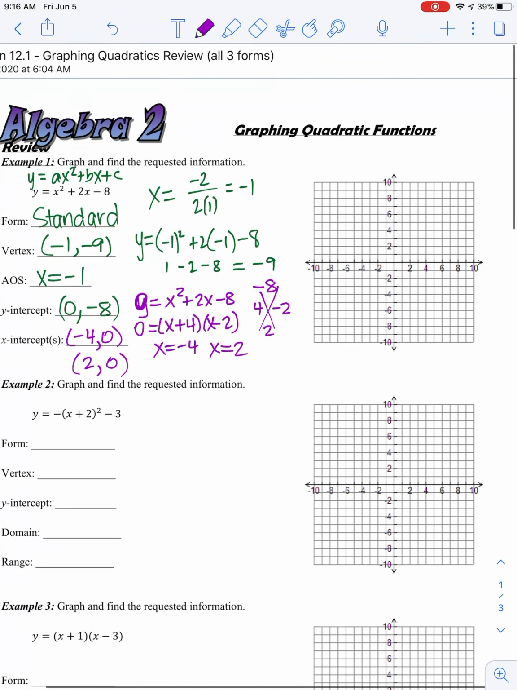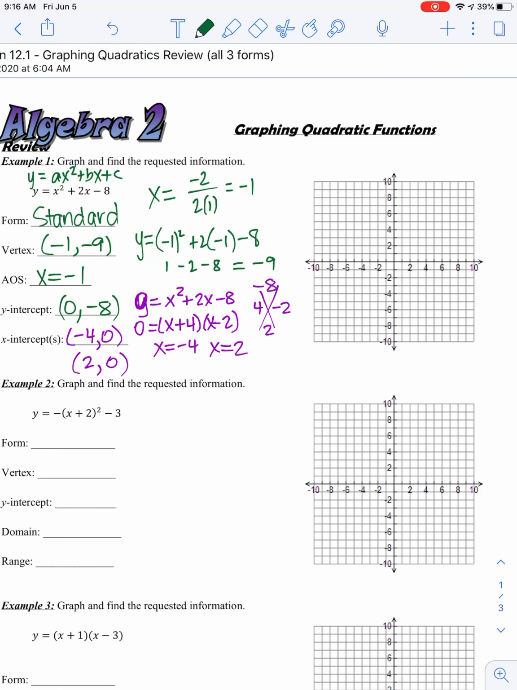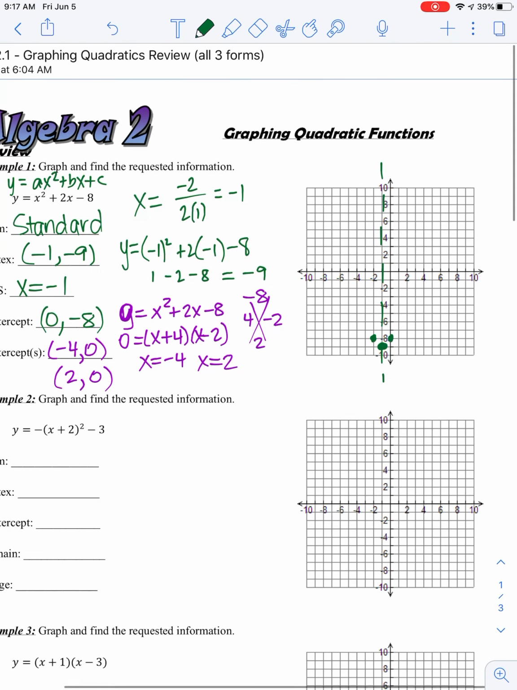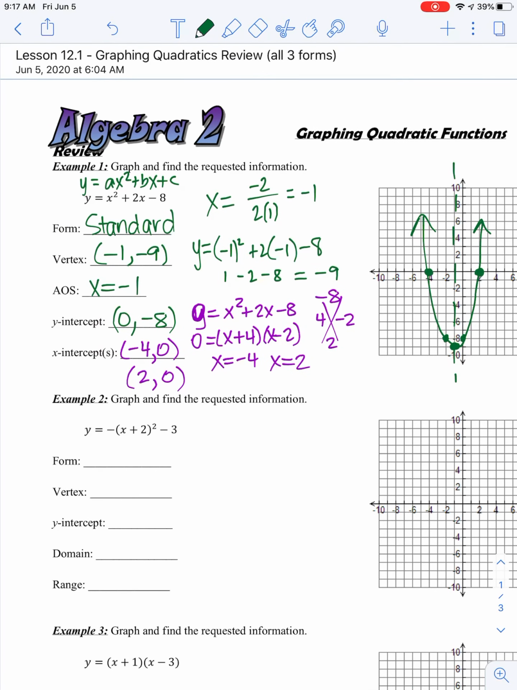So let's go ahead and graph everything, starting with our vertex, negative 1, negative 9, that would be down here. I'll draw with a dashed line our axis of symmetry passing through that vertex. The y-intercept of 0, negative 8 would go here. We can reflect that over the axis of symmetry to the other side at negative 2, negative 8. And if we graph the negative 4, 0 and the 2, 0, that gives us 5 points to connect and graph our parabola. So once again, this was in standard form. The only thing new was finding intercepts for the equation in standard form.